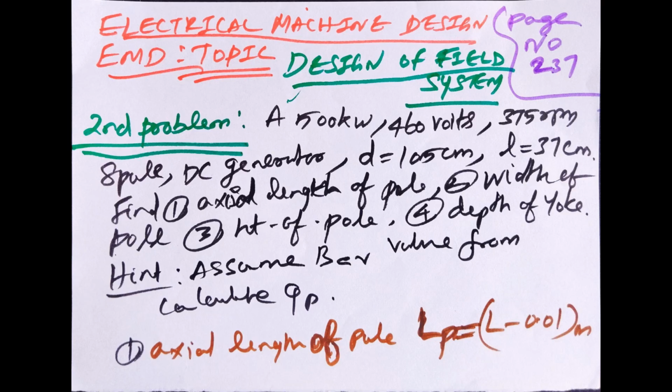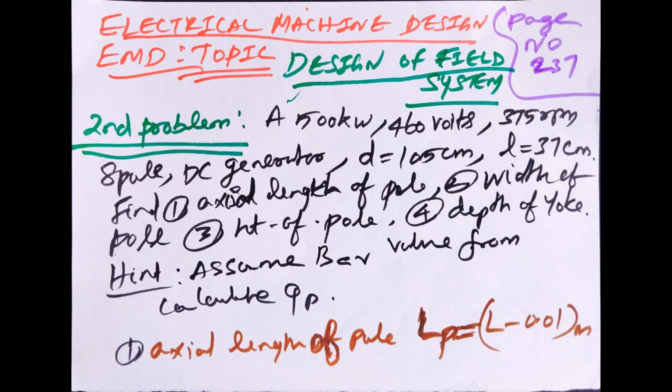Electrical machine design, EMD, design of field system. Second problem. Question: a 500 kilowatt, 460 volt, 375 rpm, 8 pole DC generator has D equal to 105 cm and L equal to 37 cm. Find: first, axial length of pole; second, width of pole; third, height of pole; fourth, depth of yoke. Hint: assume B average value and calculate phi p.